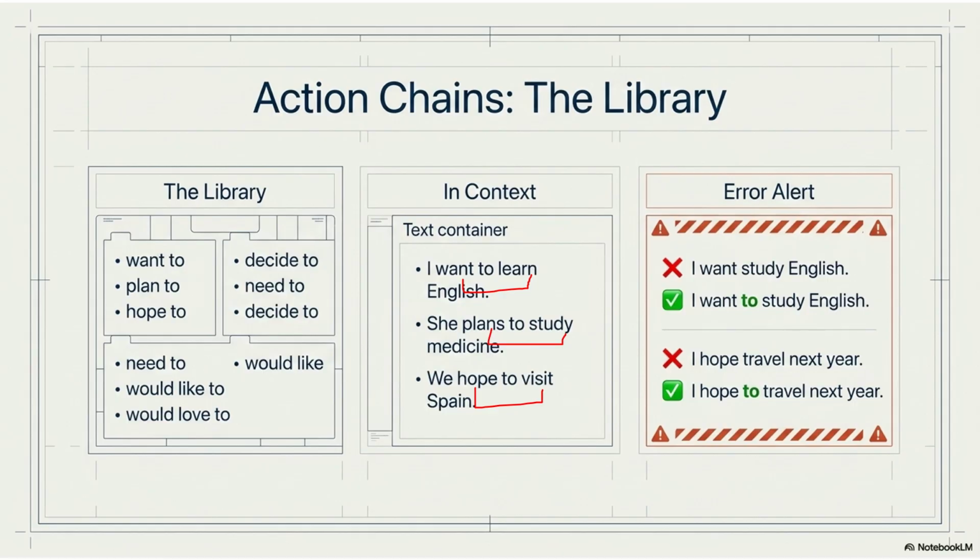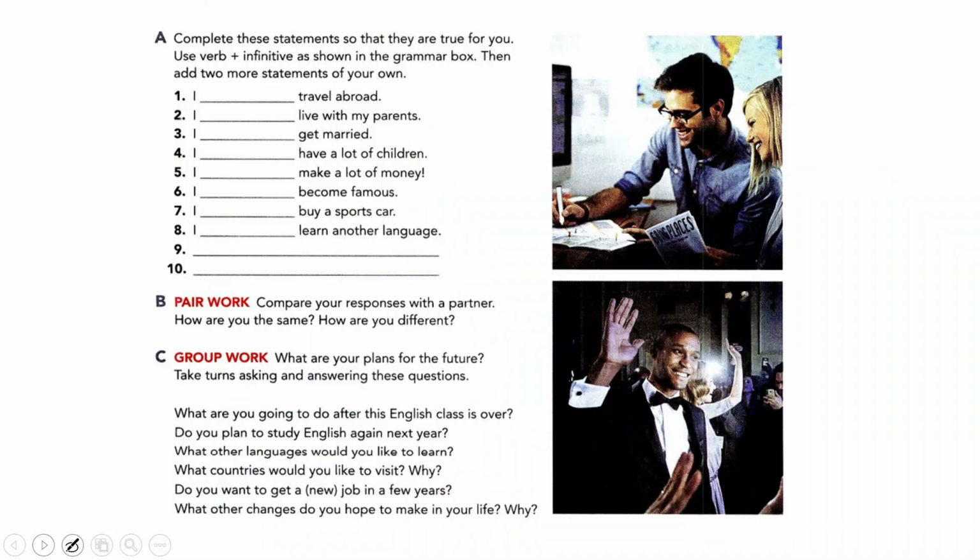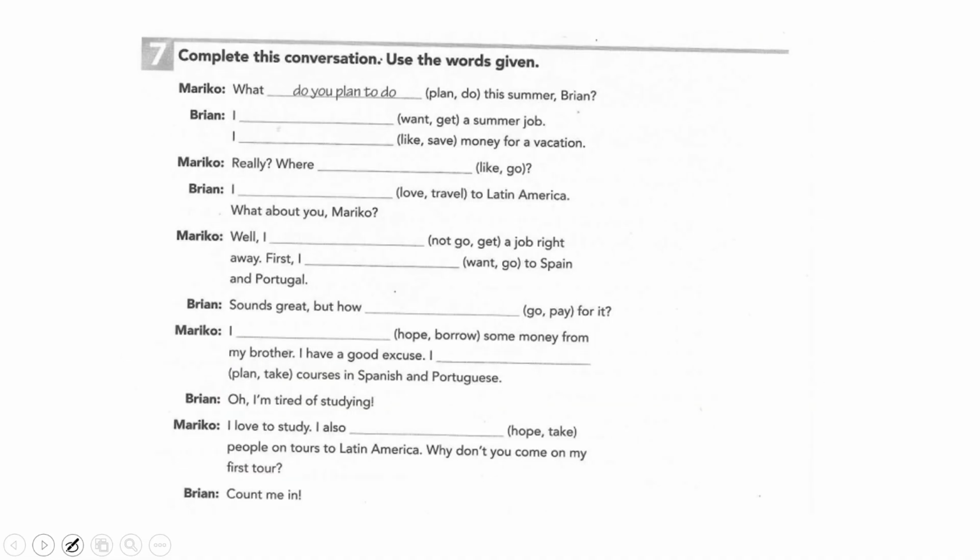Things that you need to remember. I want study English. It is wrong. You need to. I want to study English. I hope travel next year. It is wrong. I hope to travel next year. You need to when you have these verbs. That's it. So let me give you your last exercises.